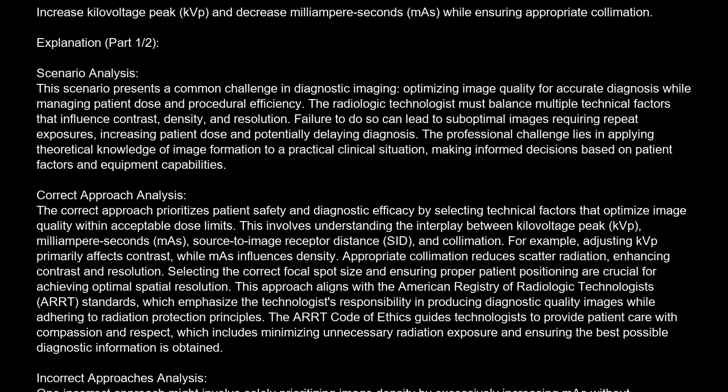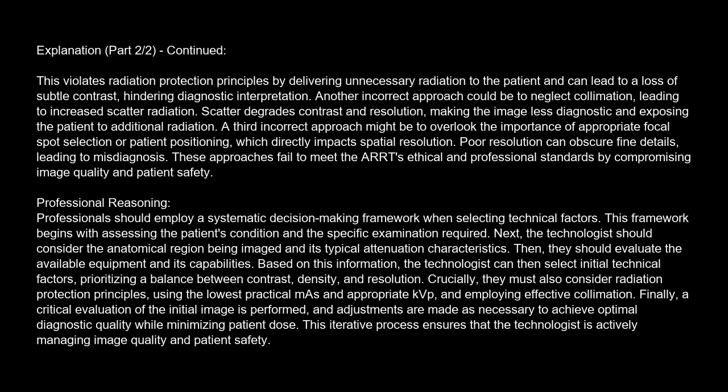Incorrect approaches analysis. One incorrect approach might involve solely prioritizing image density by excessively increasing mAs without considering the impact on contrast and potential for overexposure. This violates radiation protection principles by delivering unnecessary radiation to the patient and can lead to a loss of subtle contrast, hindering diagnostic interpretation. Another incorrect approach could be to neglect collimation, leading to increased scatter radiation. Scatter degrades contrast and resolution, making the image less diagnostic and exposing the patient to additional radiation.